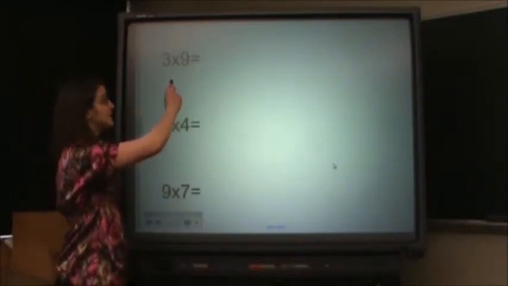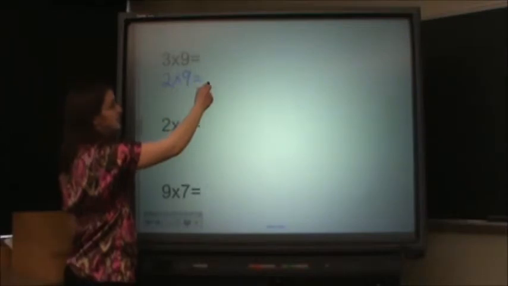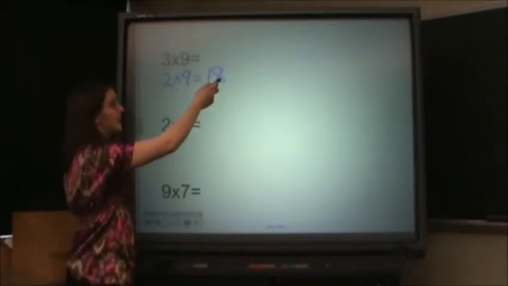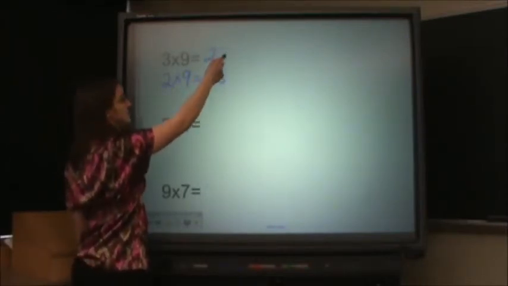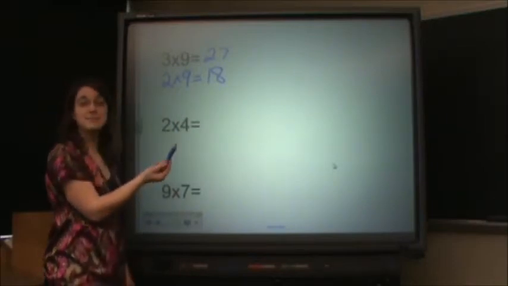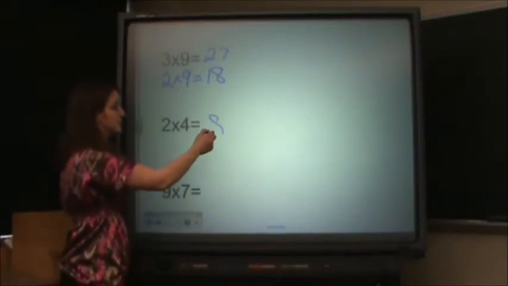So for 3 times 9, I did doubles plus 1. So 2 times 9 equals 18, and I need one more set of 9, and that gets me to 27. 2 times 4, I simply did doubles. 4 plus 4 equals 8.